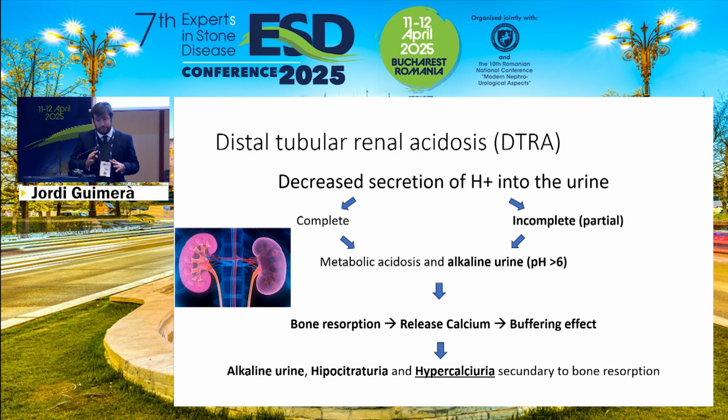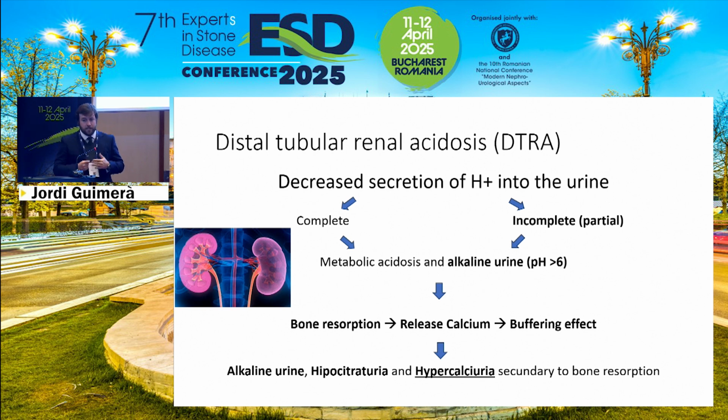I think it's a tough topic to talk to urologists about, but I'm going to try to explain it easily. Well, the main issue with distal tubular renal acidosis is that the kidney has a decreased secretion of acid into the urine. And we have two forms, complete and incomplete.